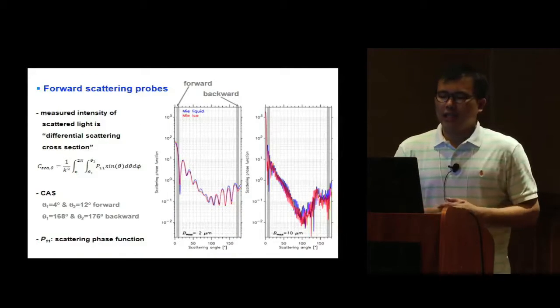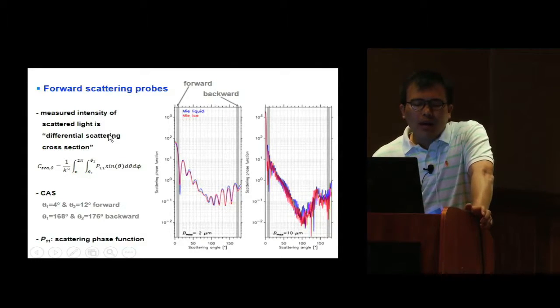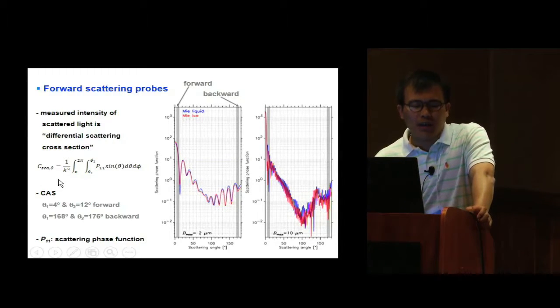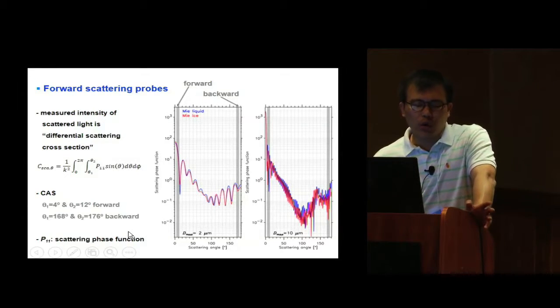Let's see what the problem is. What a forward scattering probe really measures is a differential scattering cross section. We can calculate this scattering cross section by integrating the so-called P11 scattering phase function, which we calculate theoretically.